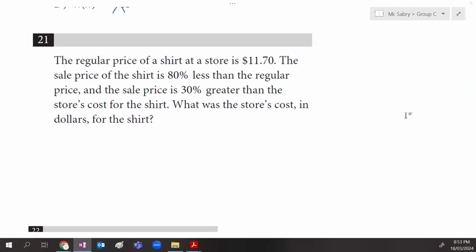So this is the whole situation. If they said the regular price is 11.7 and now there's a sale price that's 80% off, it means you can already get the new sale price. So all you need to do is to do 20%.